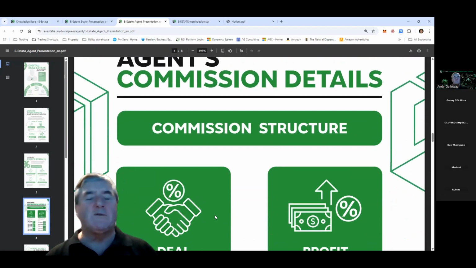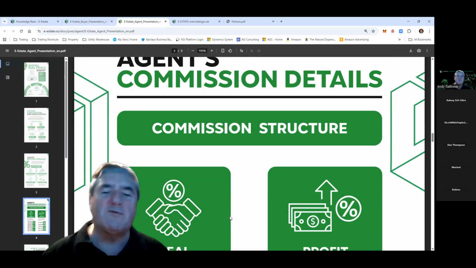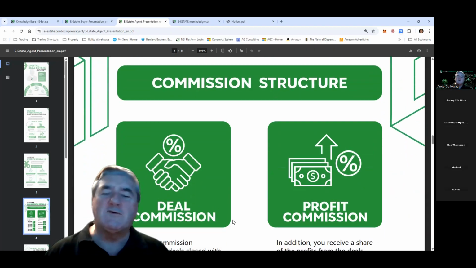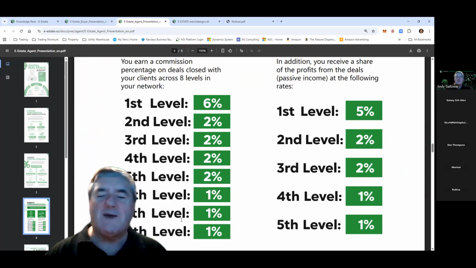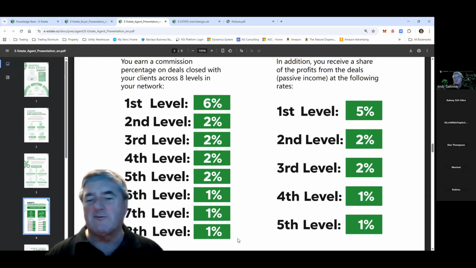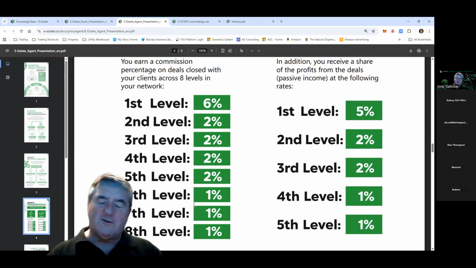I'm a little bit behind time, so I might have to just skip over a couple of things. So there's the commission structure. You have deal commissions, you have profit commissions, and for your deal commissions, you receive different percentages down to 8 levels. So if you introduce somebody who introduces somebody who introduces somebody and so on down 8 levels, and they purchase property, you still receive a commission based on that. And of course, if you introduce 2 people, and each of those 2 people introduce 2, and each of those 2 introduce 2, by the time it gets down to the 8th level, it's a lot of 1% being awarded to you in commissions, a small percentage, but on a large number of properties, and that happens every single time they buy a property.